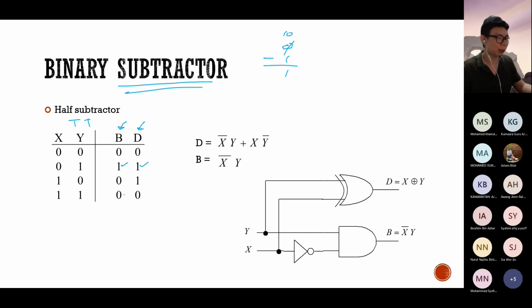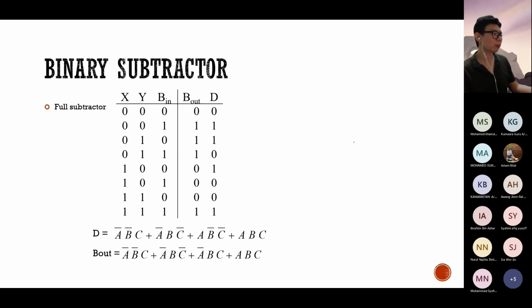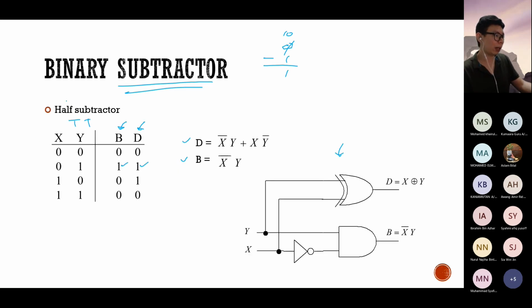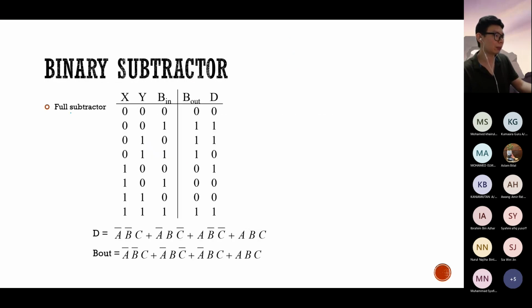So this is the truth table, and if you put this truth table into a K-map, this is what you get. The equation is D and B, and you have this as your logic circuit from the equation. That's a subtractor. This is known as a half subtractor, and we also have a full subtractor.